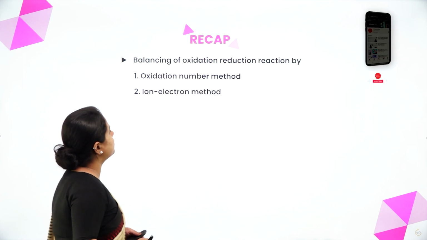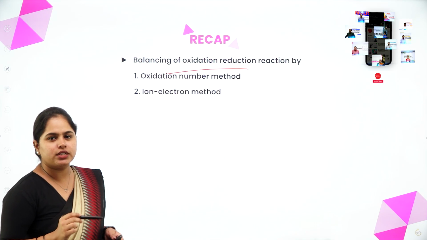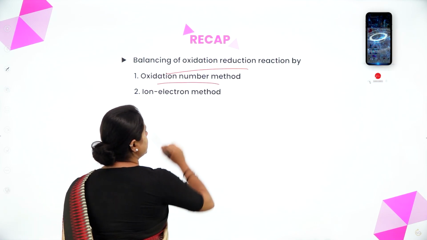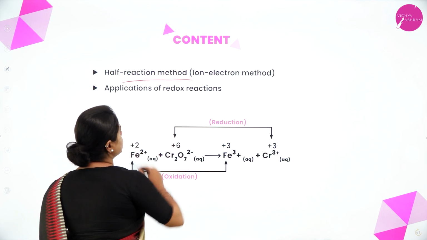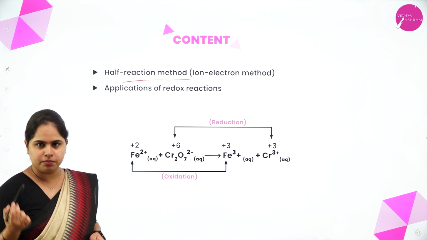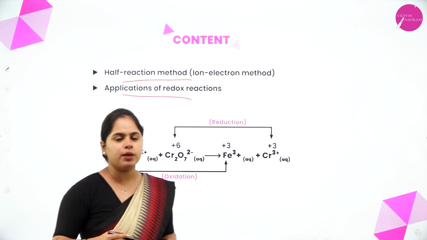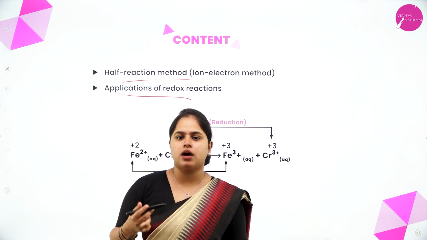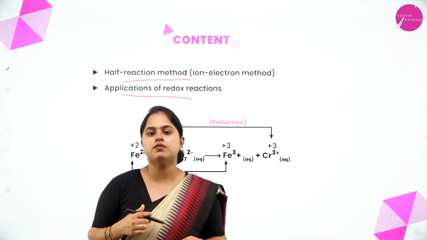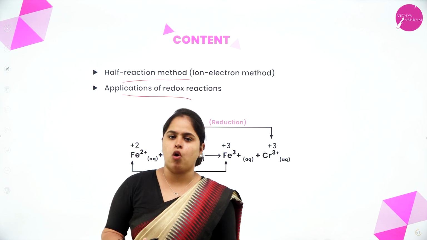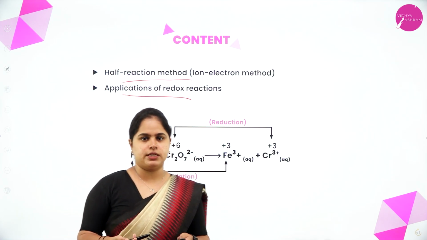So in the last session, we discussed balancing of oxidation reduction reactions, right? In detail, we discussed the oxidation number method. In today's session, we are going to study the half reaction method or ion electron method, and also the applications of redox reactions, okay? In the last session, we only discussed balancing of redox reactions in acidic medium. In today's session, we will also be discussing the basic medium, that is, the oxidation number method as well as the ion electron method, okay?